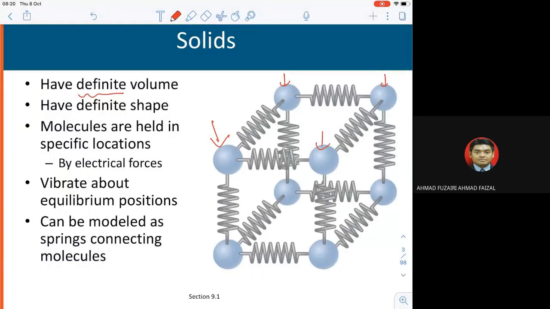Solids can also be modeled as springs connecting molecules. Just imagine all the molecules connected by springs. You know what a spring is: an elastic material that has the property of a restoring force. All molecules are held together using electrical forces. You will learn this in semester two. So this is a solid.